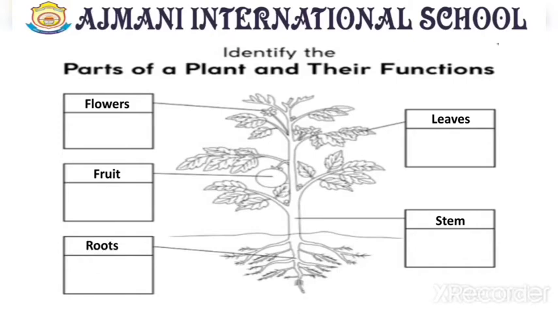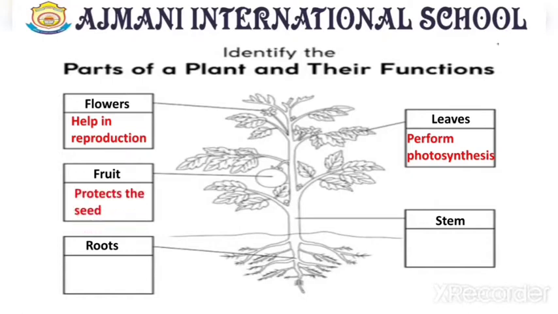Very good. Now, what are their functions? The flower helps in reproduction. The leaf helps to perform photosynthesis. The fruit protects the seed. The stem supports the plant. And the roots are used to absorb water and minerals from the soil. I hope you recalled all these things.